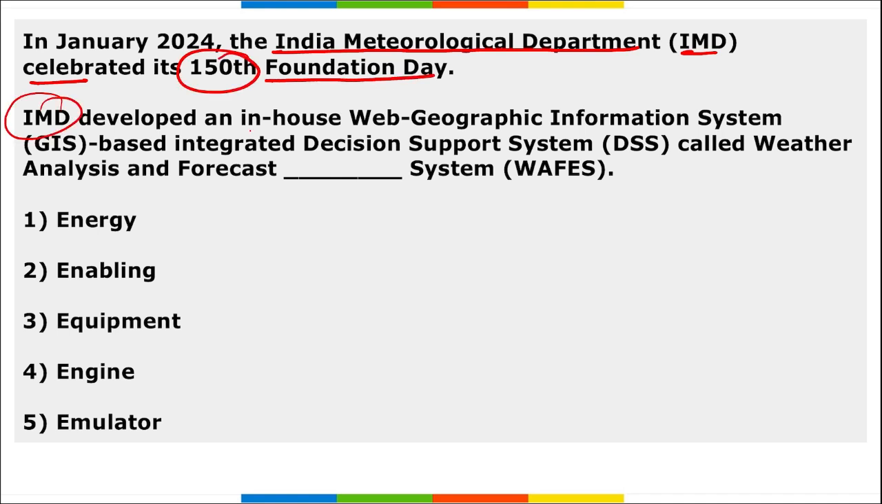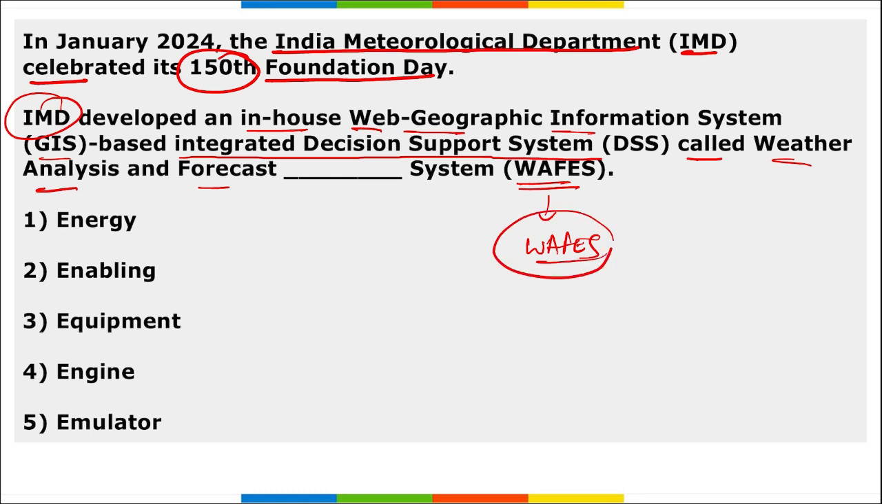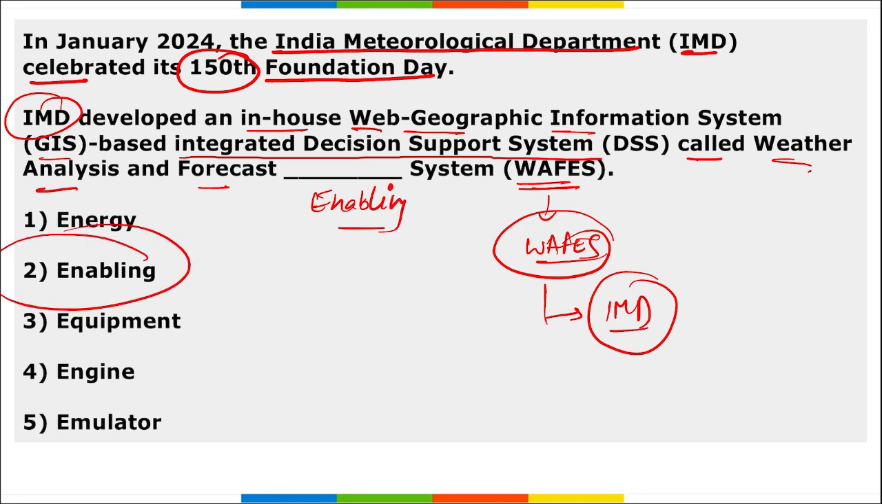Next, IMD, India Meteorological Department celebrated their 150th Foundation Day. Here IMD developed an in-house web geographic information system based integrated decision support system called Weather Analysis and Forecast Dashboard System. So basically this WAFES, this was developed by IMD. This is an in-house web geographic information system, right? Now the question asked here is that what is this integrated decision support system called? It is called WAFES. What is the full form of WAFES? Weather Analysis Forecast Enabling System, right? Mark this.